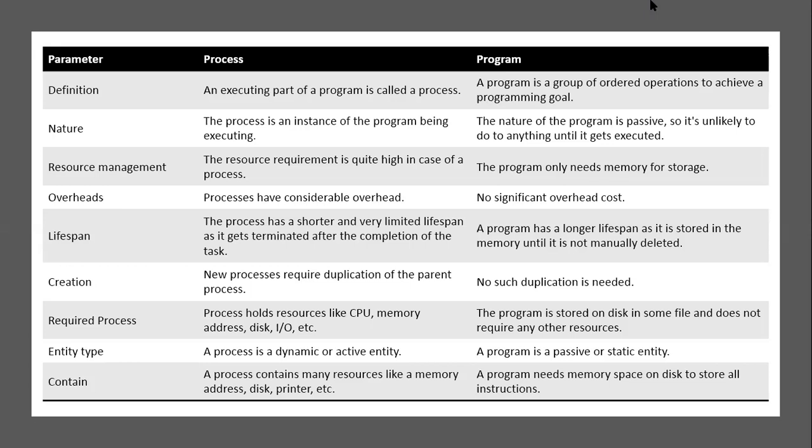Now, what is a resource? A resource is what you want: CPU, memory addresses, hard disk, IOs, you want to do several things. As you can see in the required process, the third last one, the process holds resources like CPU and memory addresses. So you can combine resource management with the required process to get one more effective parameter. So these are different parameters on the basis of which you can differentiate between process and program.